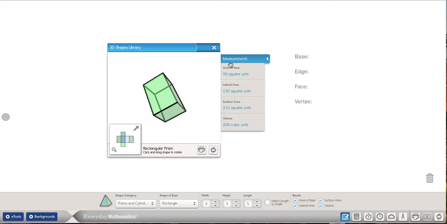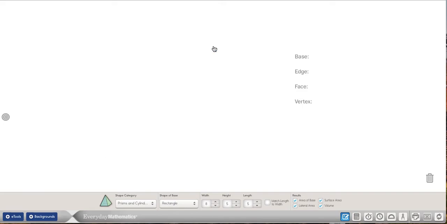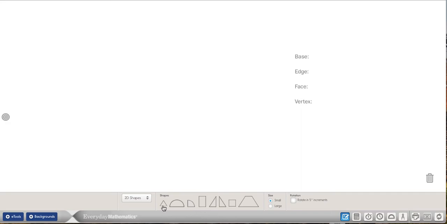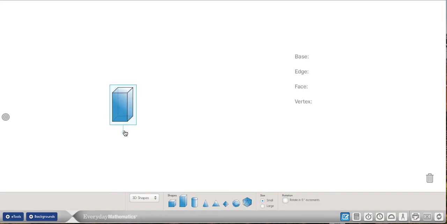I also come out here and it gives me some information, which you don't really need to know, like what the area of each base is and things like that. Another thing you can explore with eTools is you can come down here and do Shapes Explorer. You have 2-dimensional shapes and you also have 3D shapes. I can just pull them out and you can move them around and check out what they look like. There's one of our prisms, and here's another prism. The other ones down here are not prisms, but we're going to get to those later.